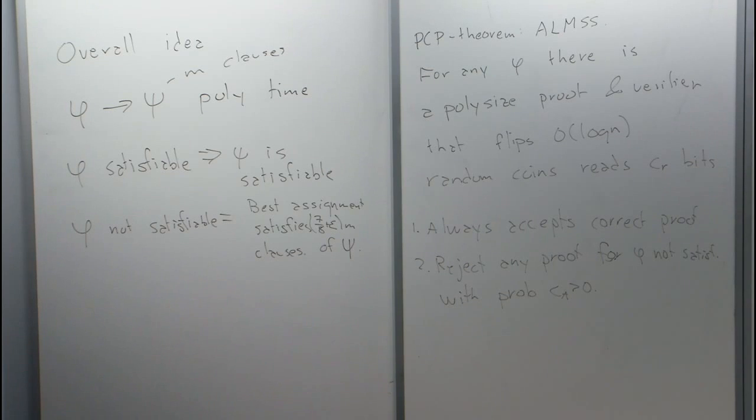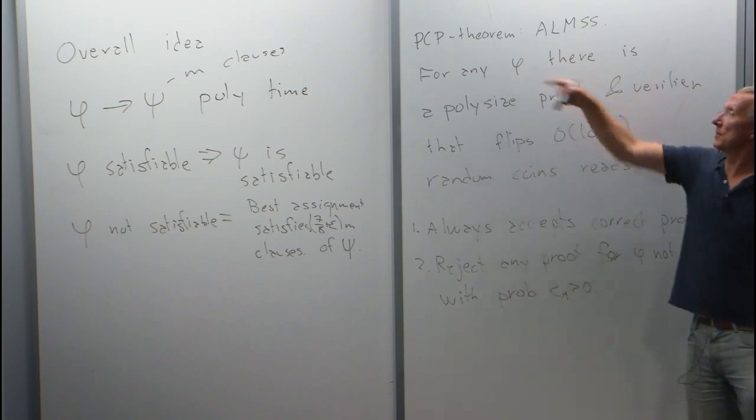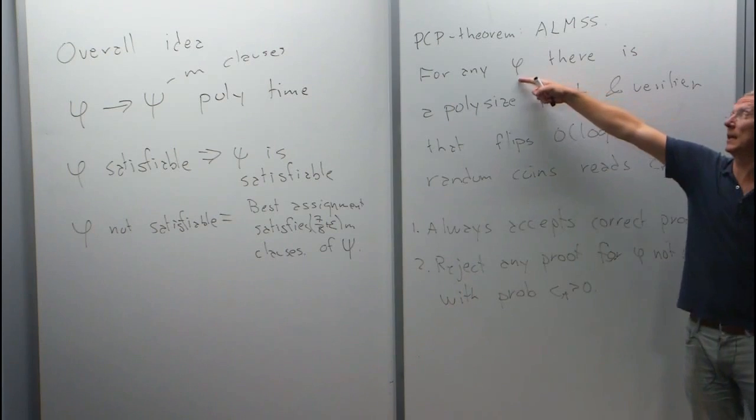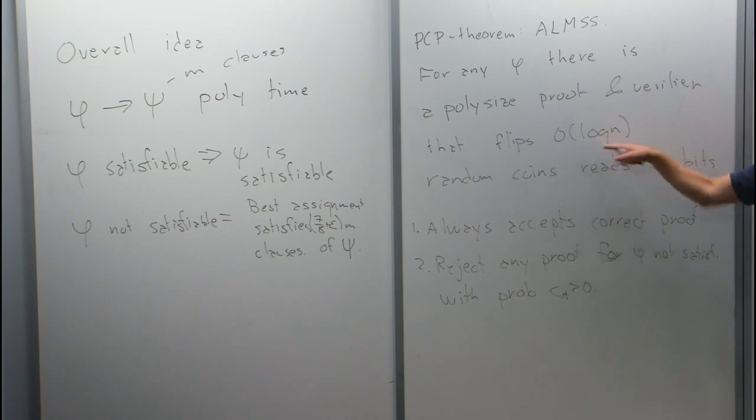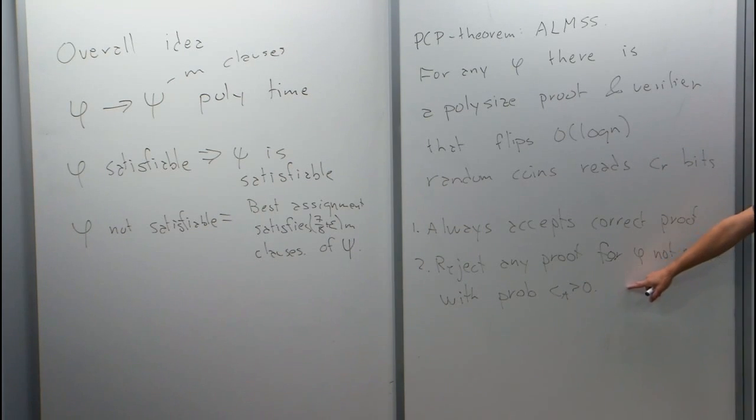So the PCP theorem says that you can take any 3-SAT formula, or any NP statement, and have a polynomial sized proof that's checked by a verifier that flips order log n random coins, reads only a constant number of bits, and rejects any proof for an incorrect statement with a probability that's independent of the size of the proof.